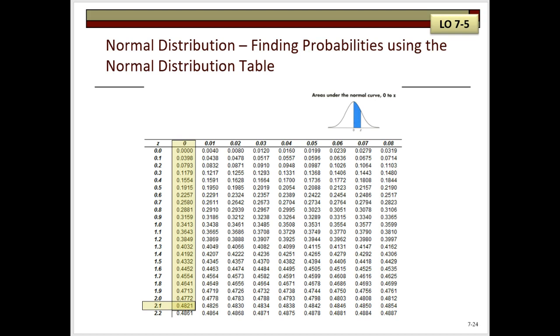Why did we use the positive side of the distribution when the z-value is negative? Because the left side of the distribution is symmetrical to the right side of the distribution, hence the area from 0 to positive 2.1 is exactly the same as the area from 0 to negative 2.1.